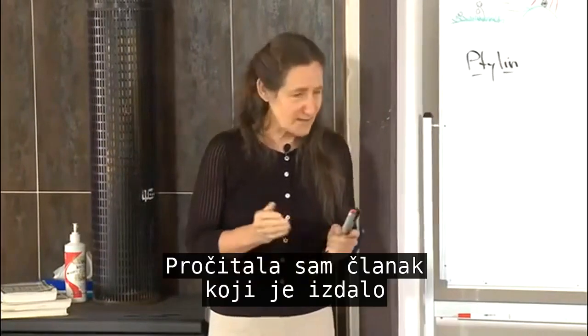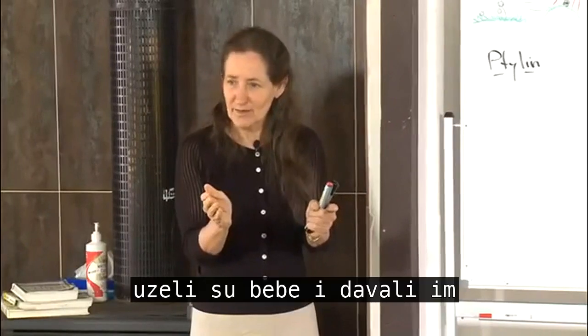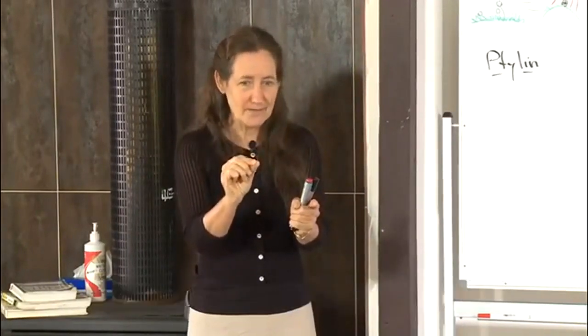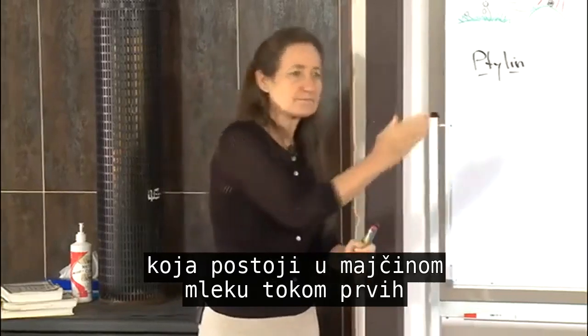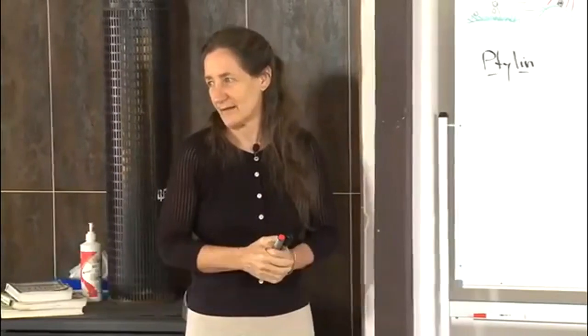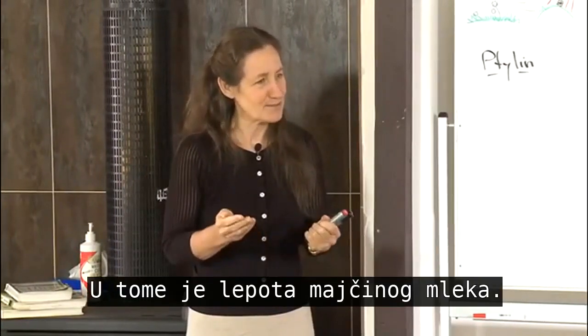And so I read this article in an ABA, Australian Breastfeeding Association article, where they got all these babies and they gave them the exact amount of iron as a supplement that was in the breast milk at the first 6 months. They all got diarrhoea. You see, God didn't make a mistake, hey? And that's the beauty of breast milk.